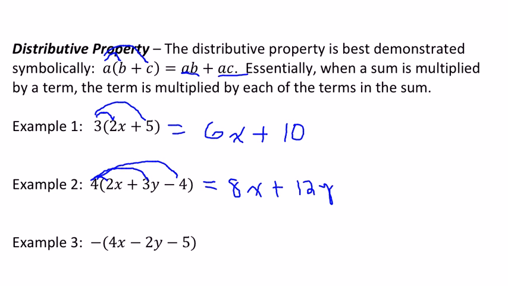And then you get 4 times negative 4, which you can either change to plus a negative and make it plus a negative 16, or 4 minus 4, which gives you minus 16. So either way it's fine. It doesn't matter how you want to do it.